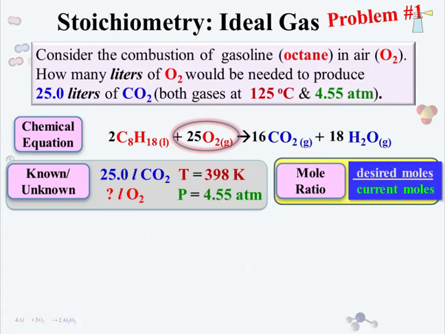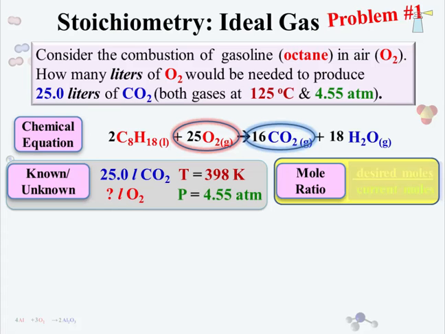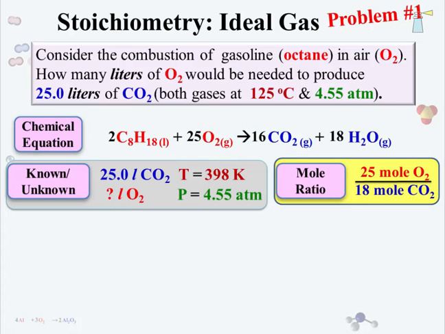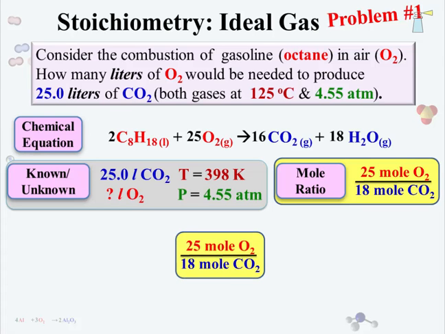The desired substance is oxygen, and the balanced chemical equation says it is at 25 moles. The current substance is carbon dioxide, and it is at 16 moles. Remember, values from the problem never find their way into the mole ratio. The mole ratio for this problem is 25 moles of oxygen over 18 moles of carbon dioxide. This conversion factor anchors the stoichiometry solution equation.